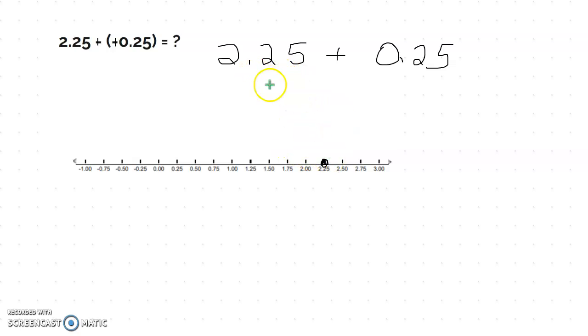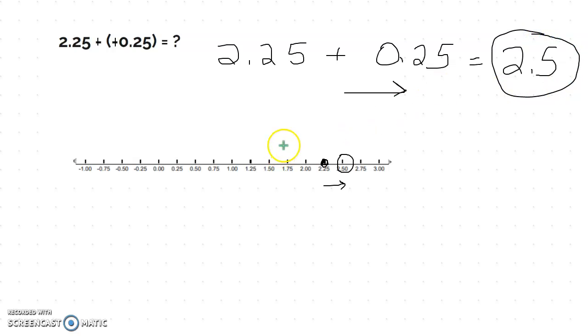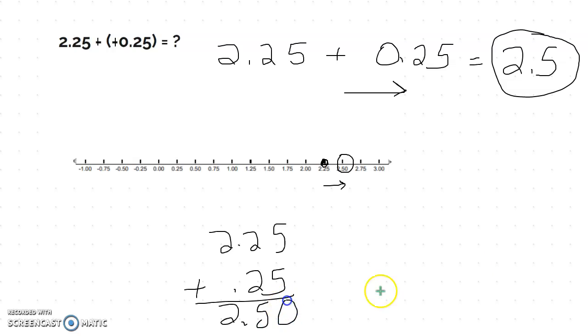If I start at 2.25, plus 0.25 on a number line means go to the right that many. Looking at this number line, each of the iterations is 0.25. If I just go to the right 0.25 like it says, I'm here. And we can see I'm at 2.5 or 2.50. Notice this is also achieved simply by saying 2.25 added to 0.25. And we can do this addition normally, 2.50, and we get our answer that way as well.